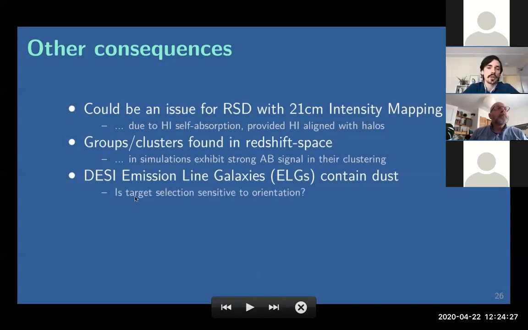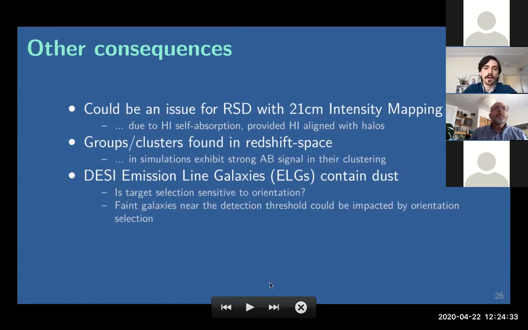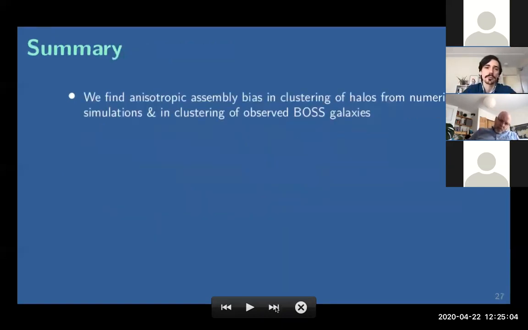So the natural question is, is the target selection sensitive to orientation? A very important point is that the faint galaxies, those near the detection threshold, could be impacted by this orientation selection the most, which is a problem since the faint galaxies are also the most numerous ones. The only way out is if these ELGs are completely uncorrelated with the orientation of their halo. If that is the case, amazing. And you can think of any other orientation selection effect that can show up.